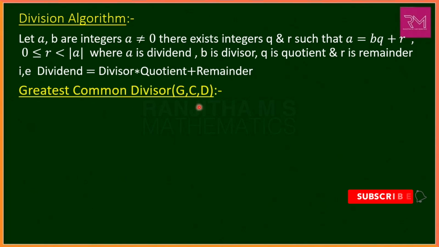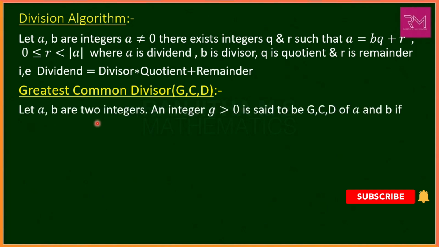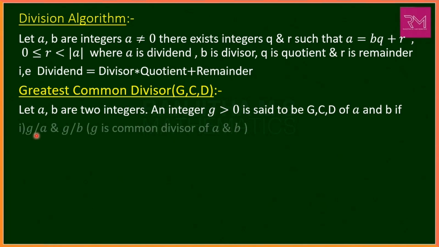Next we shall study greatest common divisor. Let a and b be two integers. An integer g greater than 0 is said to be GCD of a and b if the following conditions hold. Here we have to consider two integers a and b. Also we have to consider another integer g which is greater than 0. This g is said to be GCD, that is greatest common divisor of a and b, if the first condition holds: g divides a and g divides b.